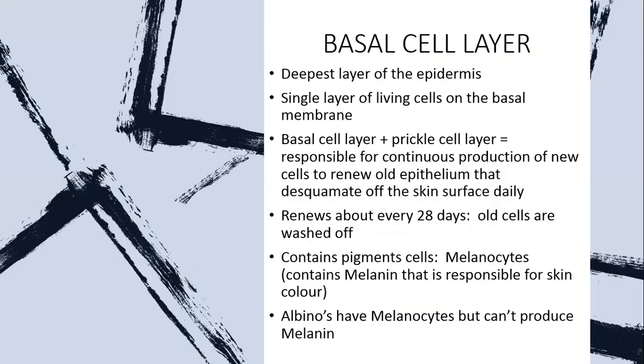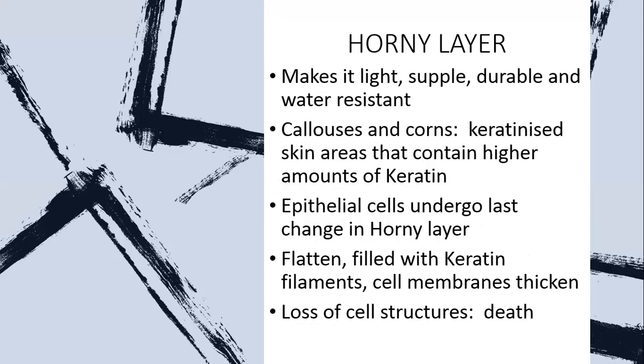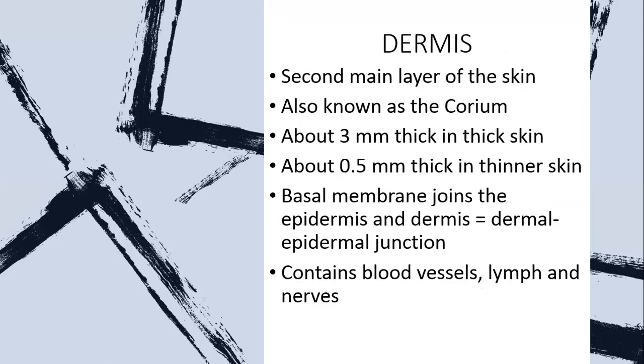Okay, so the next layer that is very important for us to focus on is the dermis. The dermis is the second main layer of the skin. It's also known as the corium. This can also differ in thickness. In thick skin, it's about 3 millimeters thick, and in thinner skin, it's about 0.5 millimeters thick.